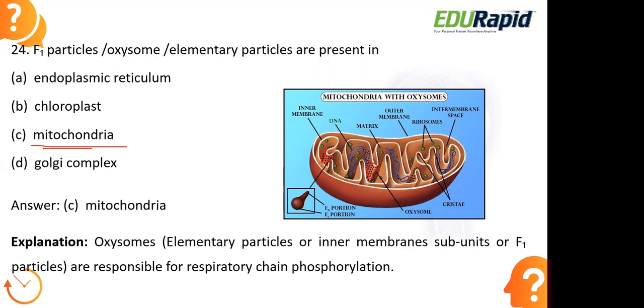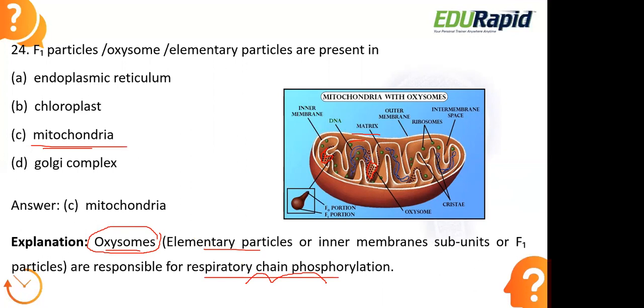We know that mitochondria is a double membrane bounded organelle. So here is one membrane as well as here the innermost membrane. In the innermost membrane, there is an attachment of oxysome. This oxysome is also known as elementary particles or F1 particles. Oxysomes are responsible for respiratory chain phosphorylation. Because of the presence of oxysomes in mitochondria, cellular respiratory phosphorylation happens.